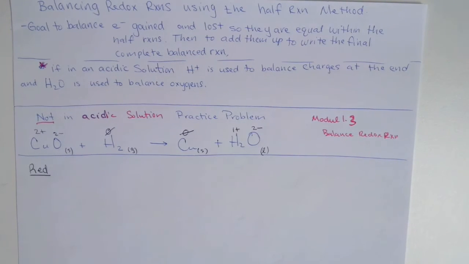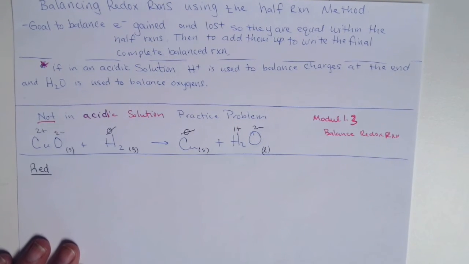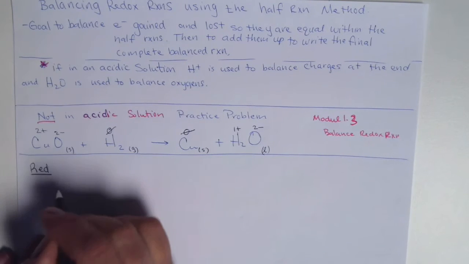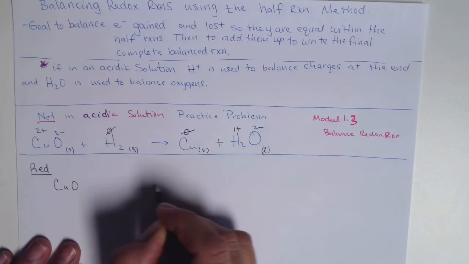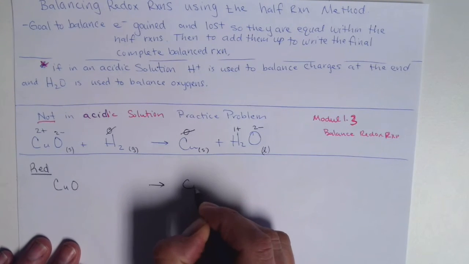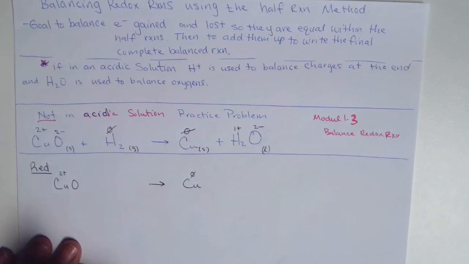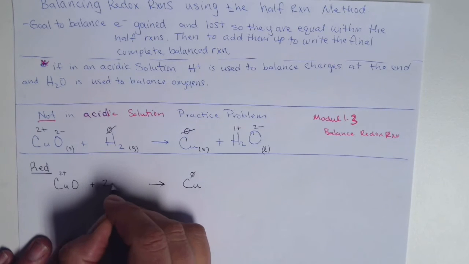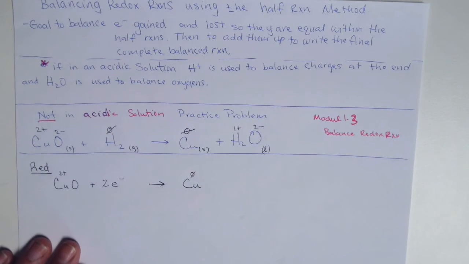Now we look at what's happening. Oxygen is not oxidized or reduced. Copper is reduced from 2 to 0. So my copper half reaction would be CuO, and then we'll do the arrow, gives you Cu0. So this is a 2 plus. You might need to write that up there for yourself. And whenever you have a reduction half reaction, you are going to be gaining electrons. And in this case, I have to gain 2 electrons to get to 0.